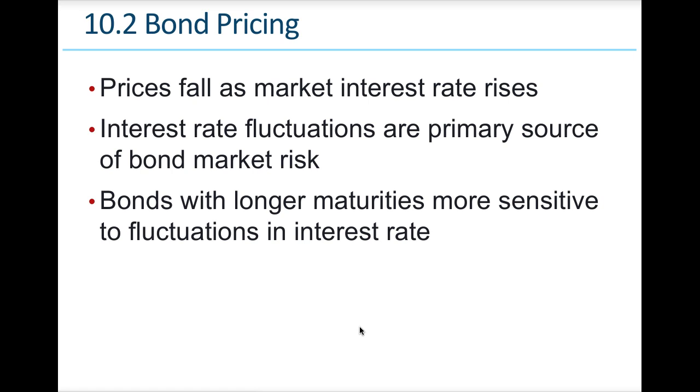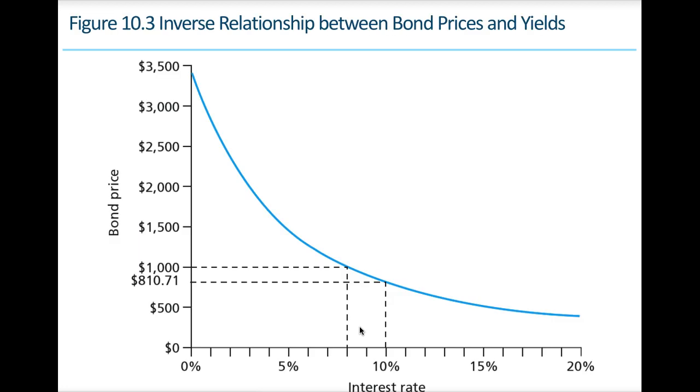Okay, so prices fall as the market's interest rate rises. This is the inverse relationship I was talking about before. Bonds with longer maturities are more sensitive to these fluctuations than bonds with shorter maturities. Fluctuations in interest rates, as we showed in the previous slide, are going to more greatly affect the pricing of longer term bonds than shorter term bonds. And that's why longer term bonds are typically considered more risky than shorter term bonds.